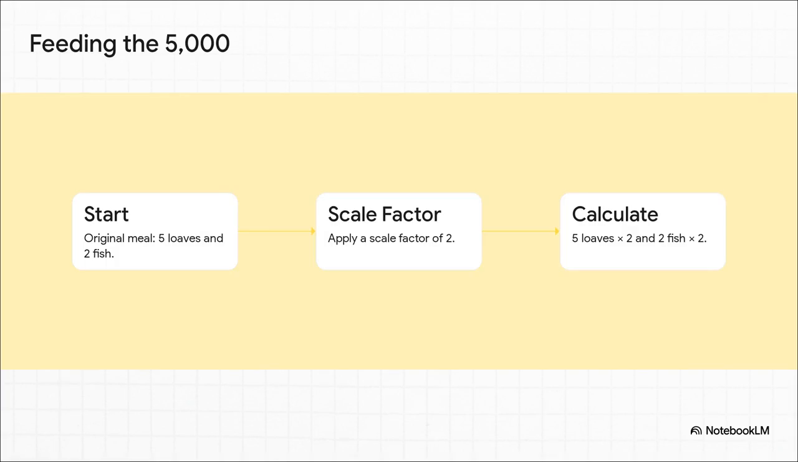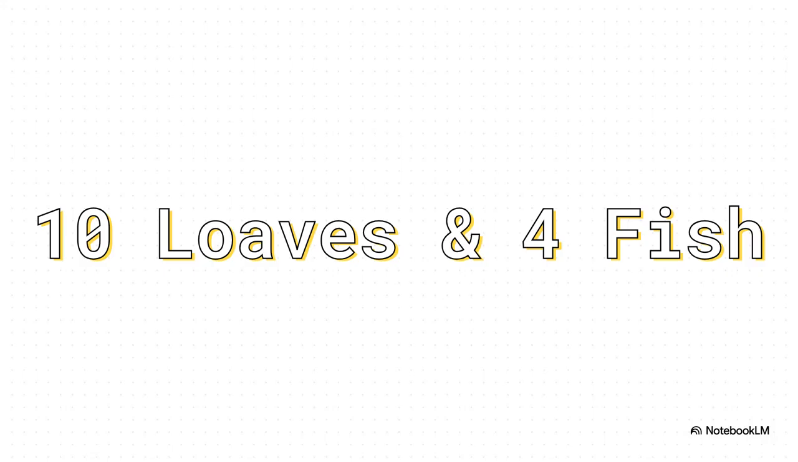So what was the starting point? Just 5 loaves of bread and 2 fish. That's it. Now, let's say you want to feed double the people. Well, you'd apply a scale factor of 2. And here's the switch. Instead of dividing, we're going to multiply. So you take 5 loaves times 2 and 2 fish times 2. And what's our new total? 10 loaves and 4 fish. See how that works? The original proportion is perfectly maintained. The meal has simply been scaled up.